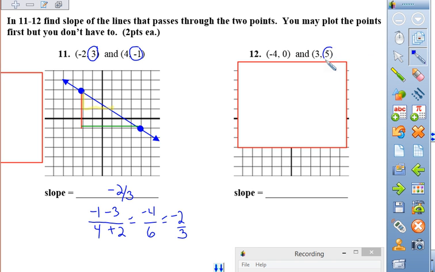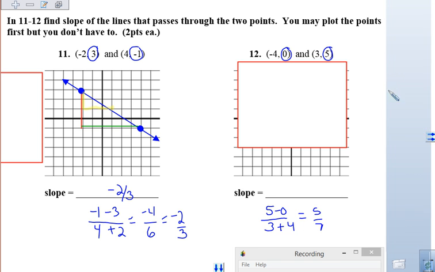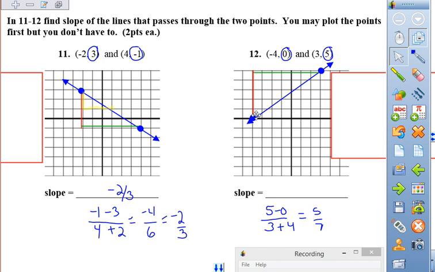Number 12, we want to do our y's first. So 5 minus 0 over 3 minus negative 4, so I get 5/7. So this graph is going to have a positive slope. So I'm rising up 5 and going forward 7.